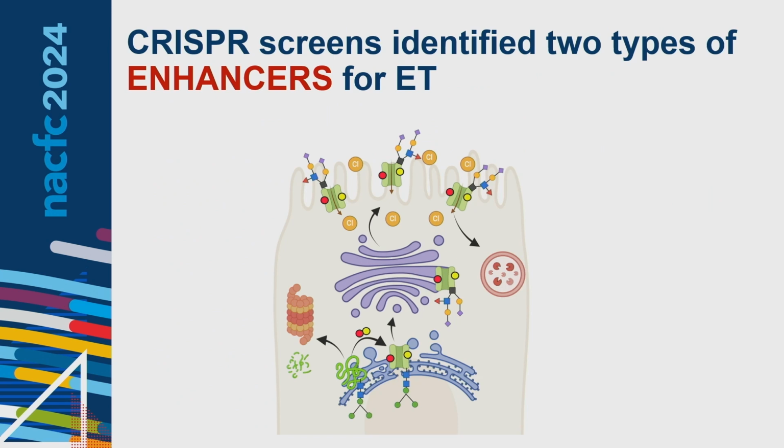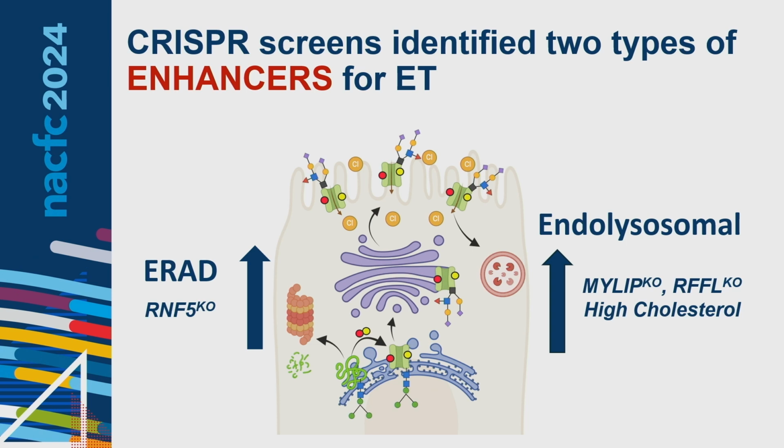So just to sum up, CRISPR screens identified two types of enhancers for elexacaftor and tezacaftor. We saw ERAD genes like RNF5, and we also identified endolysosomal genes like MyLip and RFFL. And we also have shown that high cholesterol levels can show a decrease in endolysosomal degradation.